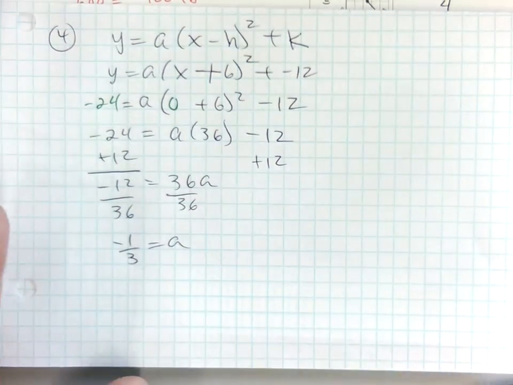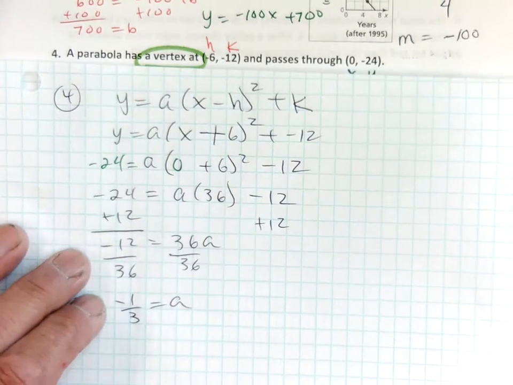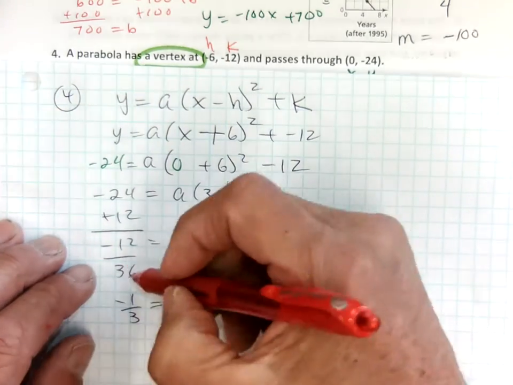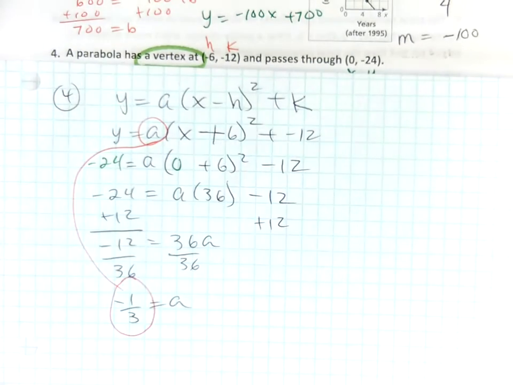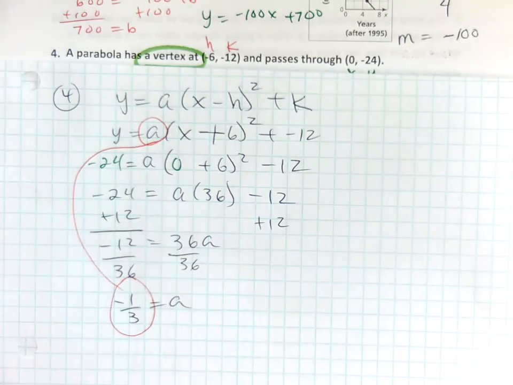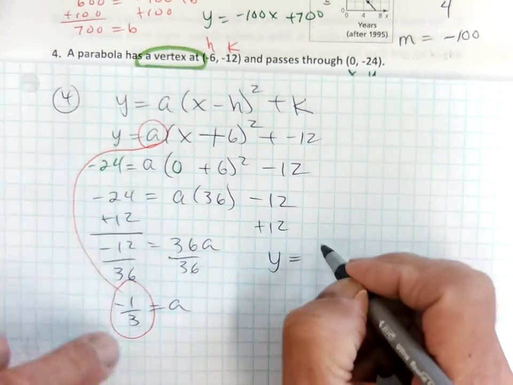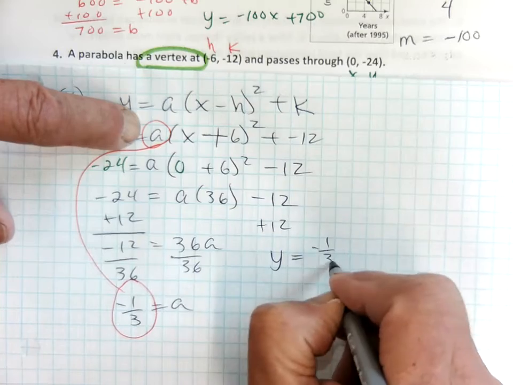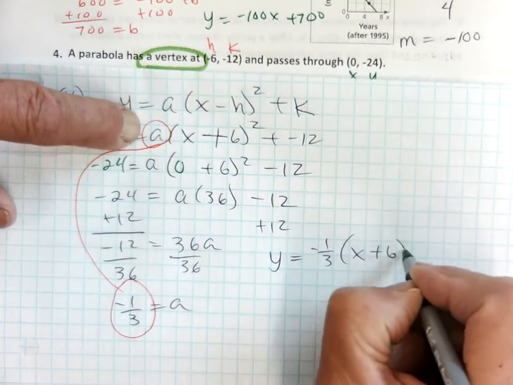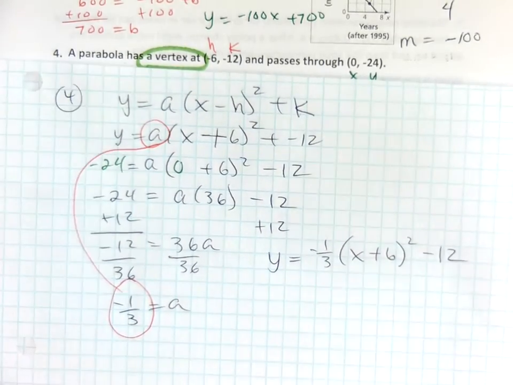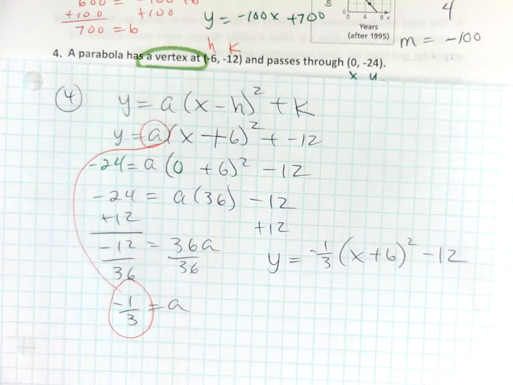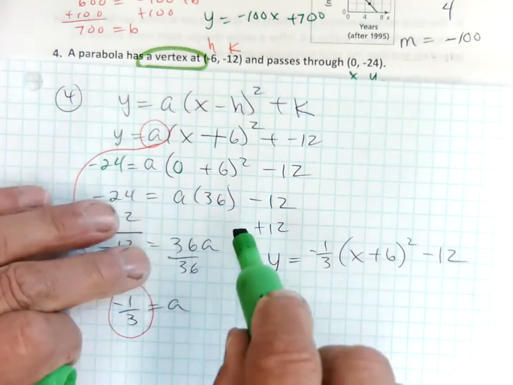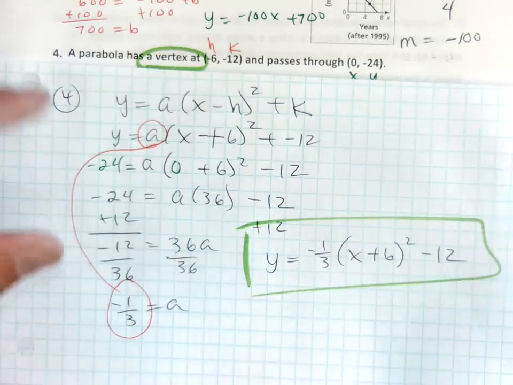Now, I want the equation, right? That's the whole idea, is to get the equation. So I'm going to take my negative 1/3, I'm going to put it right there. So I have an equation. So my answer finally is y equals negative 1/3 times x plus 6 squared minus 12. That's the equation of the parabola with this vertex, and it will pass through that point. Okay, we can do this. We've done this before. I know you guys can do this. Okay, there's my answer.